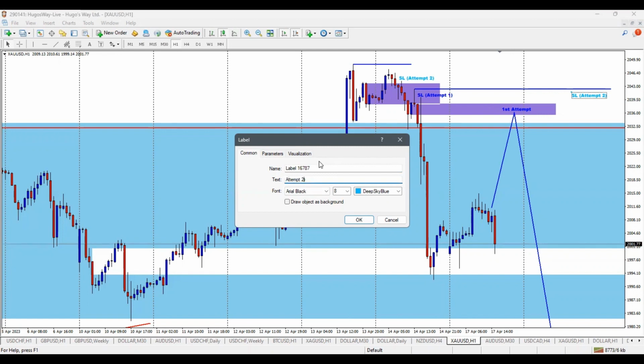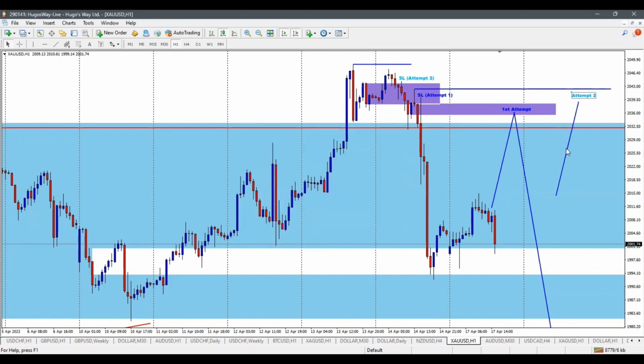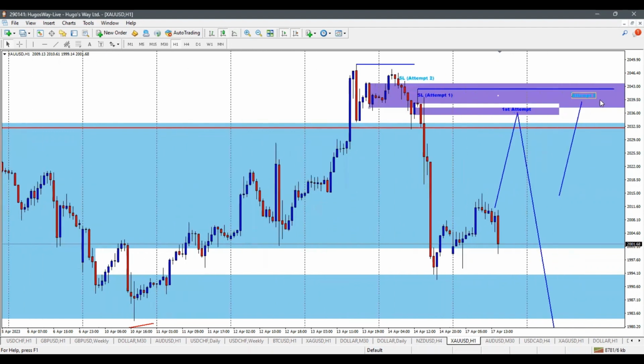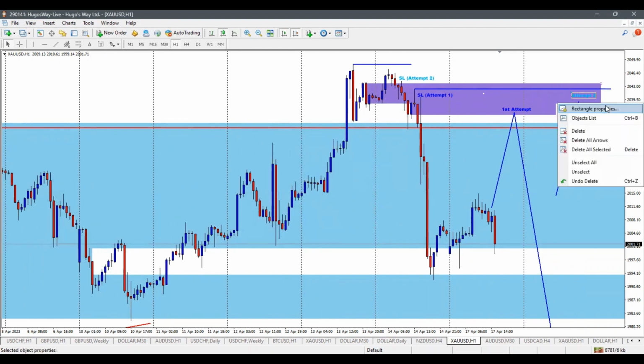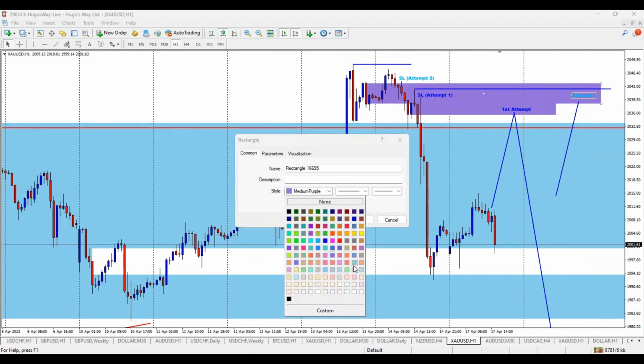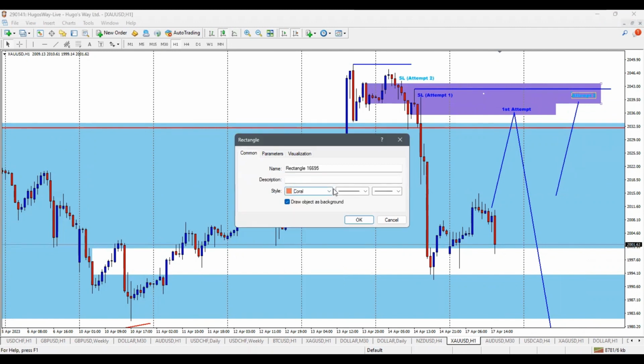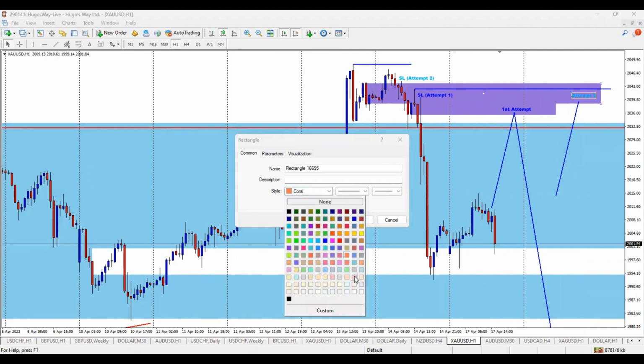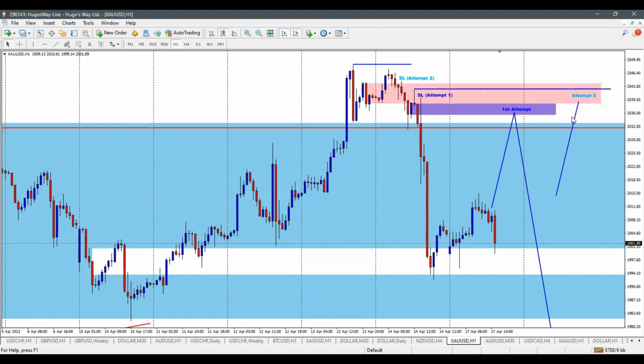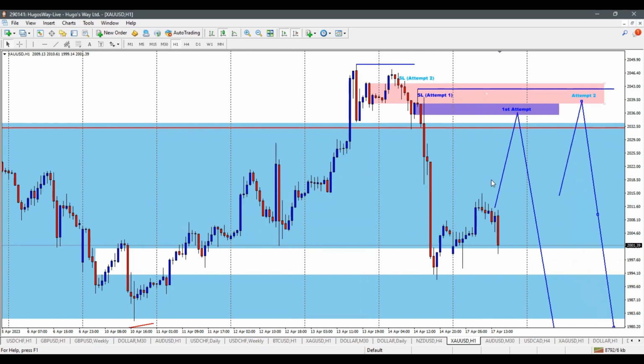would be here. So for attempt number 2, guys, this would be really what I'm looking for. If I extend this zone and maybe change the color so that there could be a little bit of differentiation here. Let's try the thistle, pink or something. Okay, here. This will be my second entry here as an attempt for a short. These are the 2 areas that I would go for.